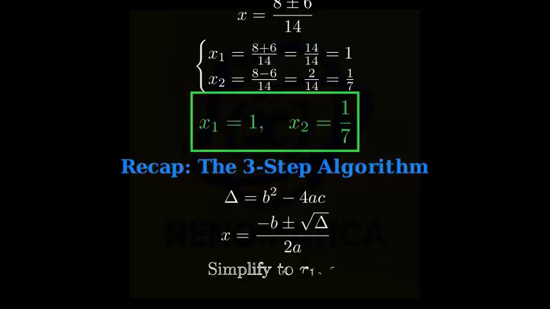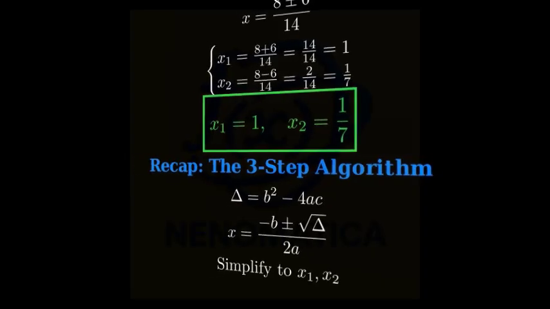Recap. The algorithm stays the same. Compute delta, apply the quadratic formula, then simplify to two roots. When delta is positive, you get two real solutions. Practice a few more to build speed and confidence.